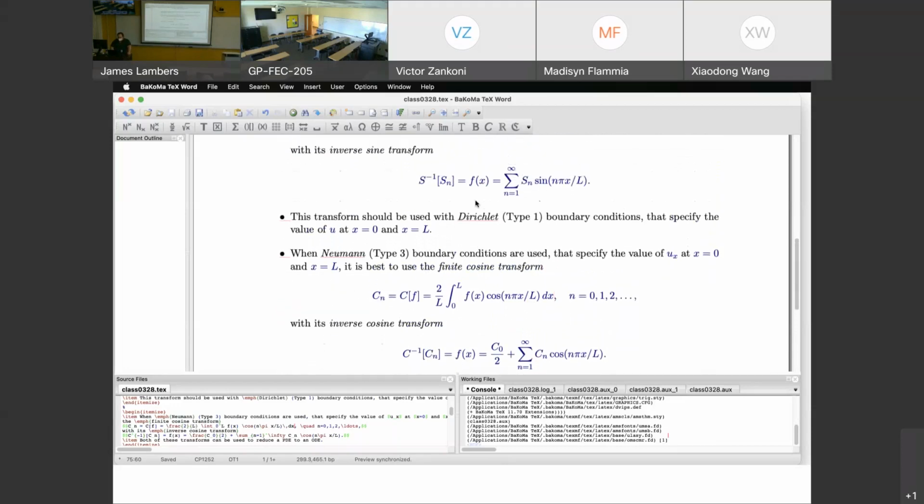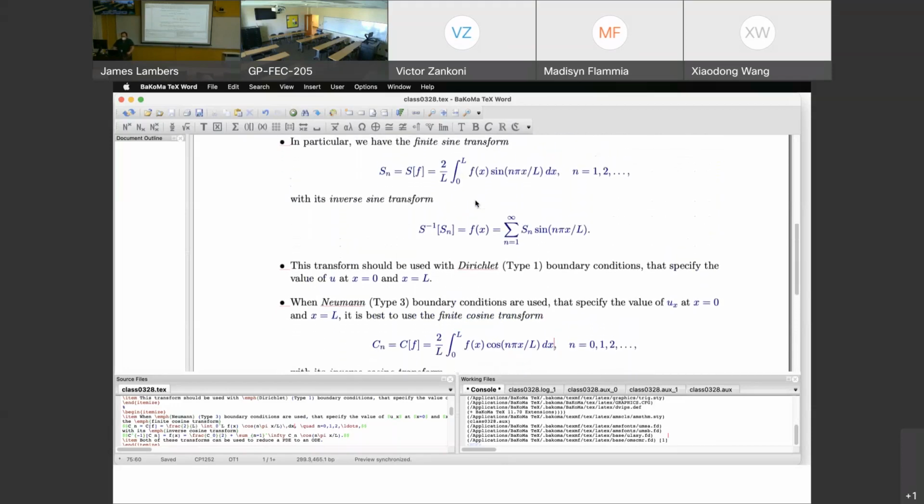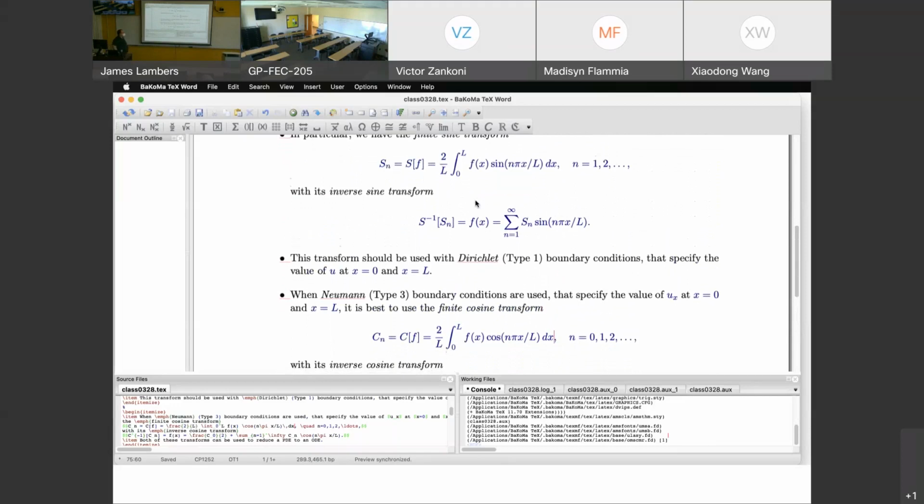So either one of these transforms, if you have a PDE in x and t, you apply the appropriate Fourier transform to the spatial variable, and the result is an ODE in t. But the ODE has the index n as a parameter, so really a PDE is transformed into a one-parameter family of ODEs, and we've seen that before.